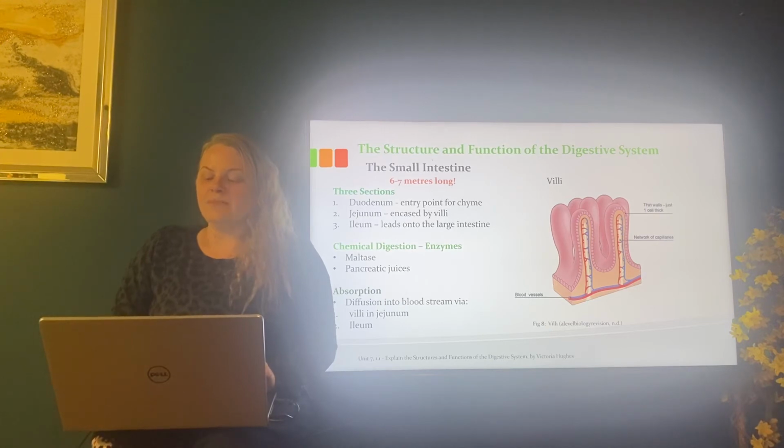Once complete, the chyme moves into the jejunum, which is encased by villi. These are finger-like structures with a huge surface area and enable the monomers to pass into the bloodstream via diffusion and be transported around the body. The chyme then moves into the ileum, where any vitamins that weren't already absorbed in the jejunum are absorbed through diffusion into the bloodstream. The chyme then moves on to the large intestine.